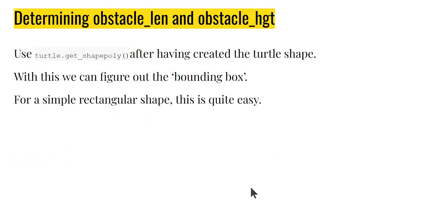Now, you might wonder, how do I get this? Well, for rectangular shapes, it's actually quite simple. I'll show you later. But you can also use turtle.getshapepoly to understand the corners of the turtle, and from there we can figure out the bounding box. Actually, a good, nice problem for a general case to think about. But for a rectangular shape, it's quite easy, and we'll just go with that.